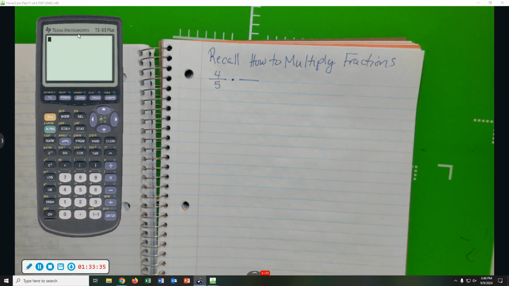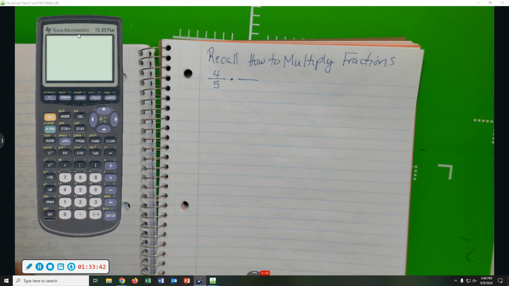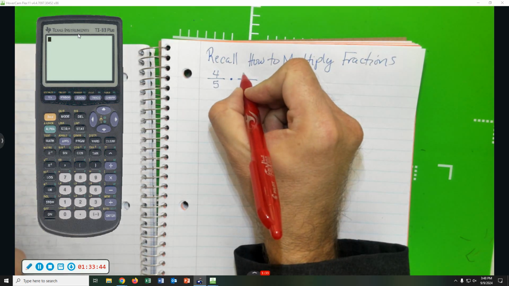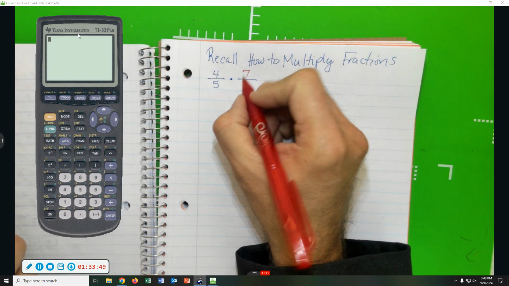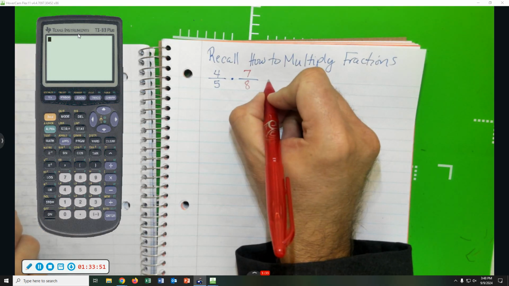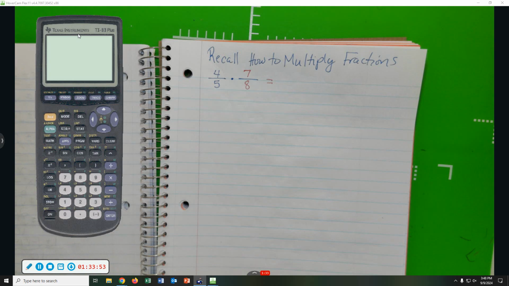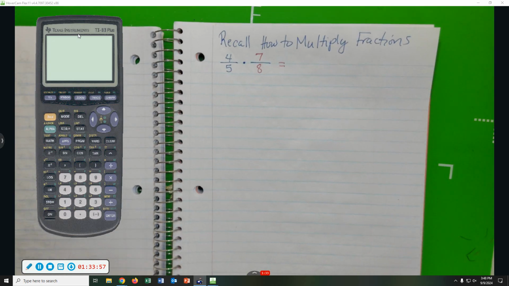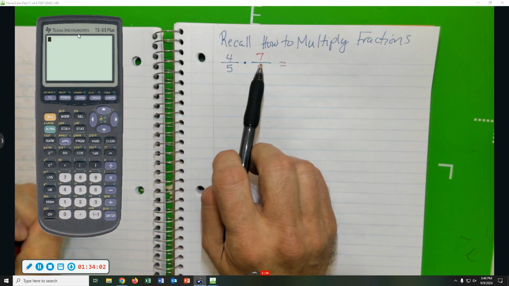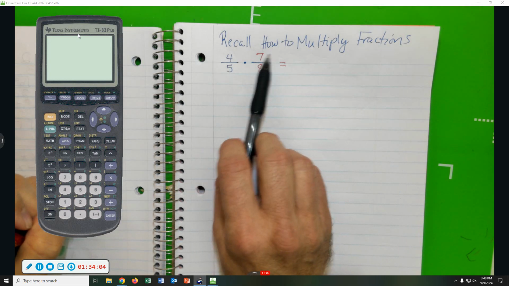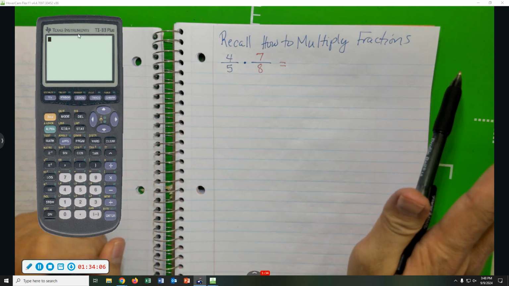So we call how to multiply fractions. Suppose we have 4 over 5 times 7/8. Oh, I was going to use 15/16, but okay, that's 7/8. With fraction multiplication, the formal definition is just multiply straight across and then reduce.